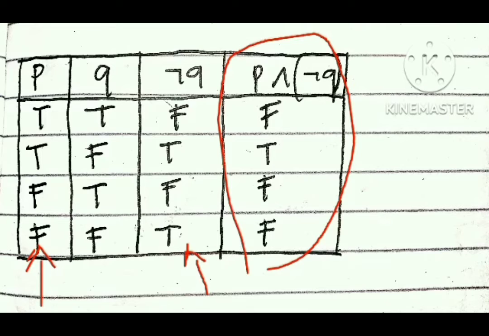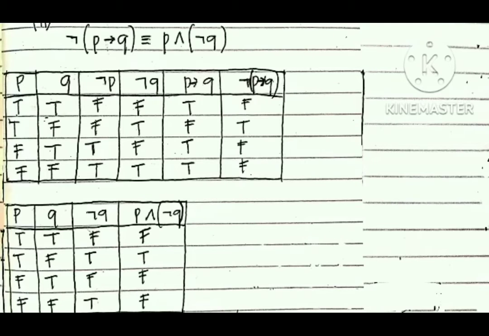If both P and not Q are true, then it is true. If both P and not Q are false, then in the last column, the P and not Q, it is false. If P is false, then not Q is true, then in the last column it will become false. In the first and second table, in their last column they have the same values. Therefore, the negation of P implies Q is equivalent to P and not Q.